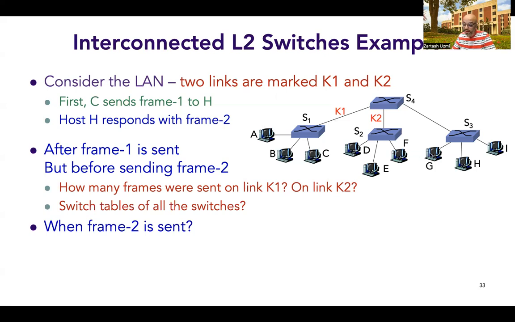Now G sends the frame, it will be sent to S3. Will S3 send it to H? No. To I? No. It will send it to S4 because S3 knows that C is accessible through this link, which is going towards S4. Will S4 send the frame to K2? It will not send the frame to K2. Why? Because now S4 knows, its table is telling it that host C is accessible through link K1. So there is no need to send the frame 2 on K2.